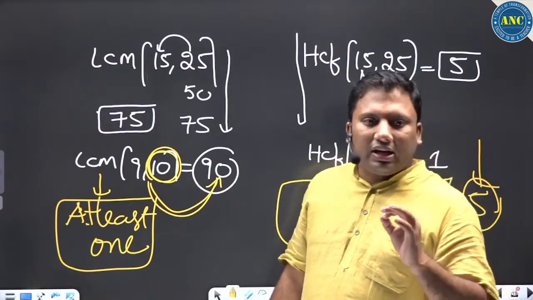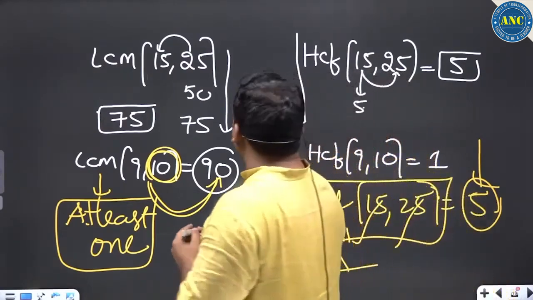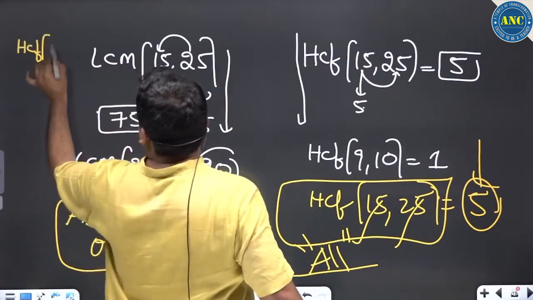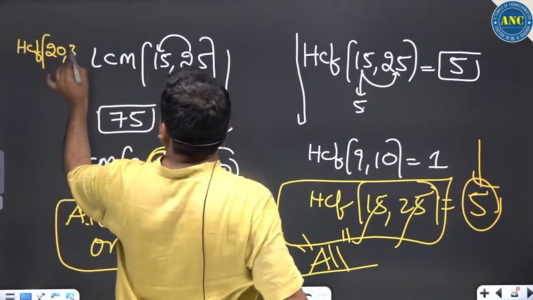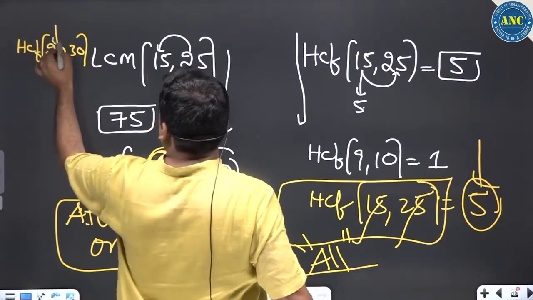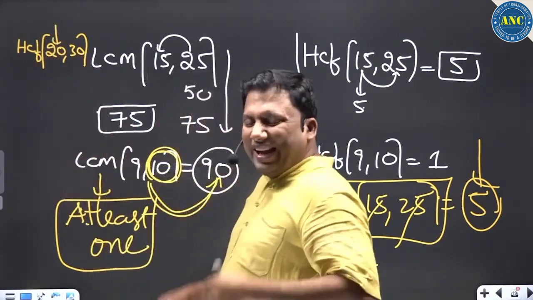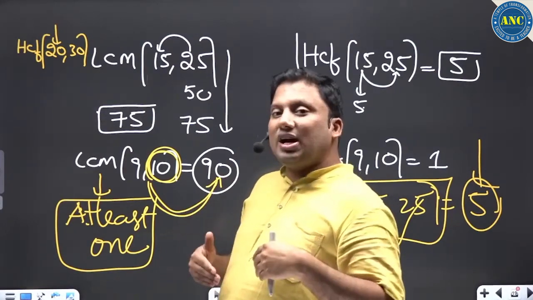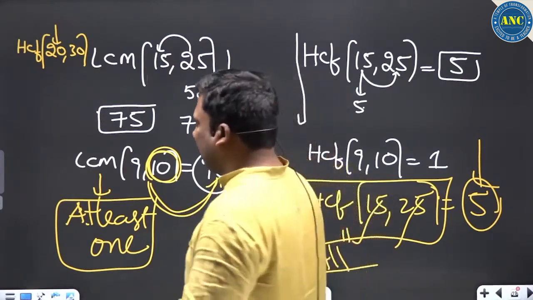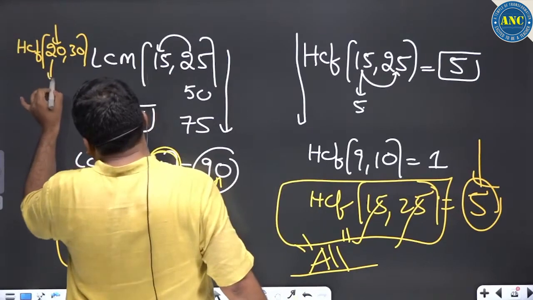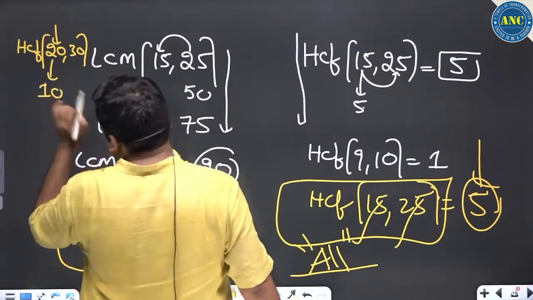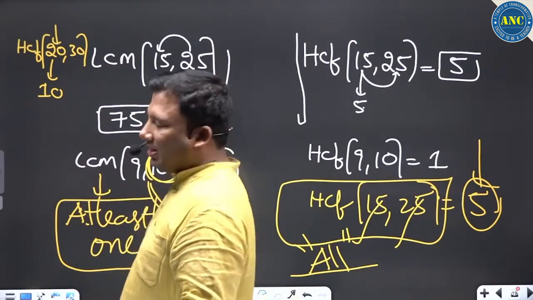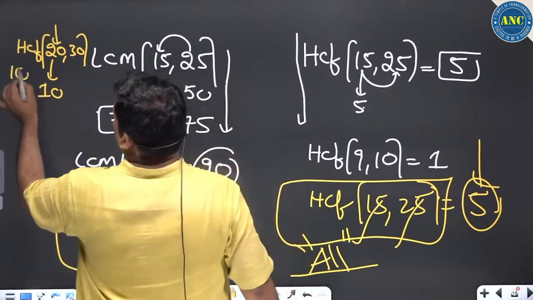HCF of 20, 30. Sahana, for you. HCF means go to the smallest number. The smallest number is 20. Is 20 dividing 30? No. Take a factor of 20, Sahana, 10. Is 30 divisible by 10? Yes. So the answer is 10.